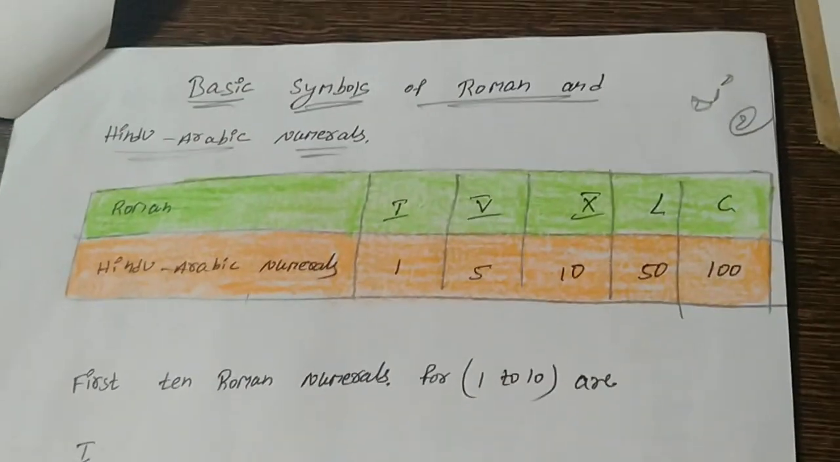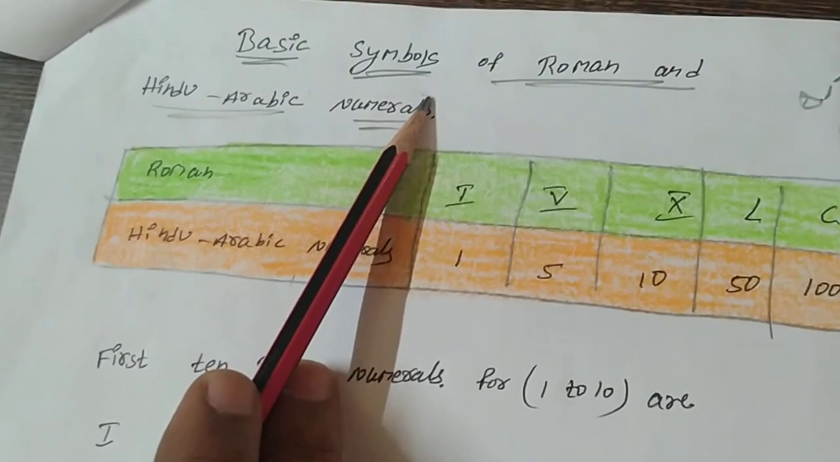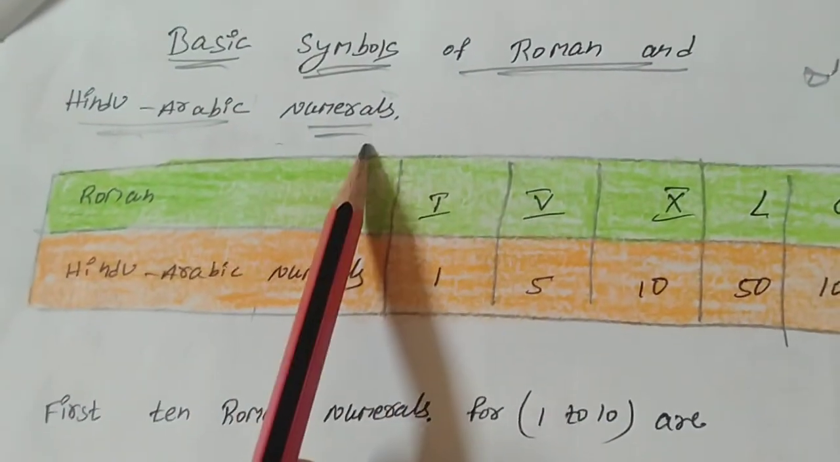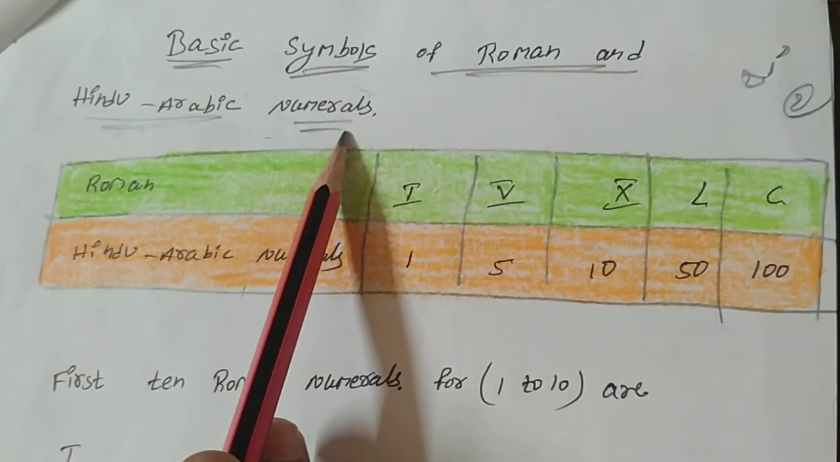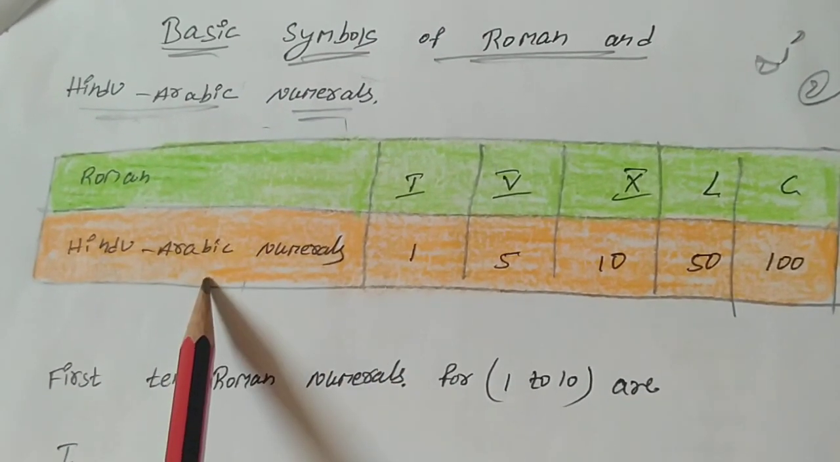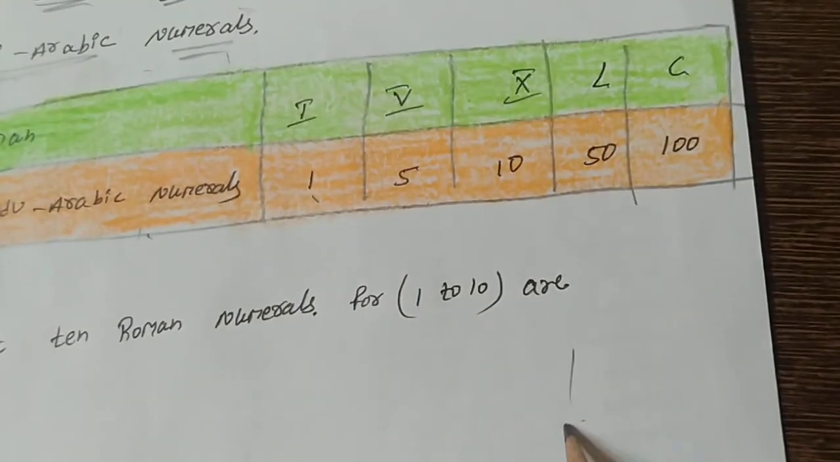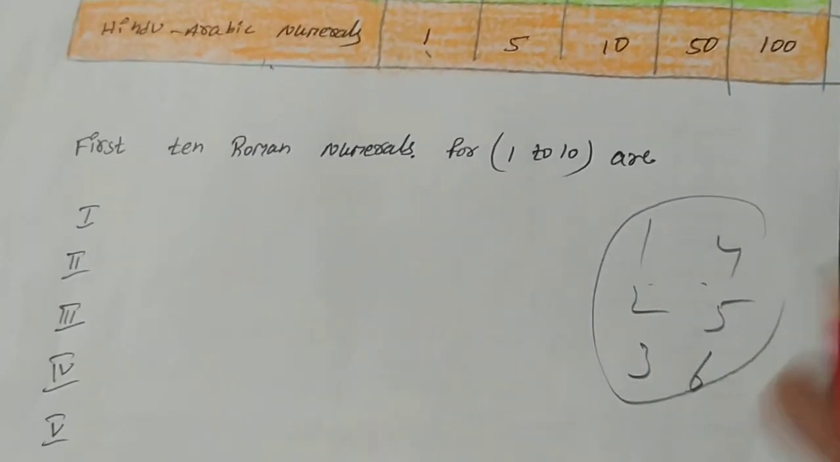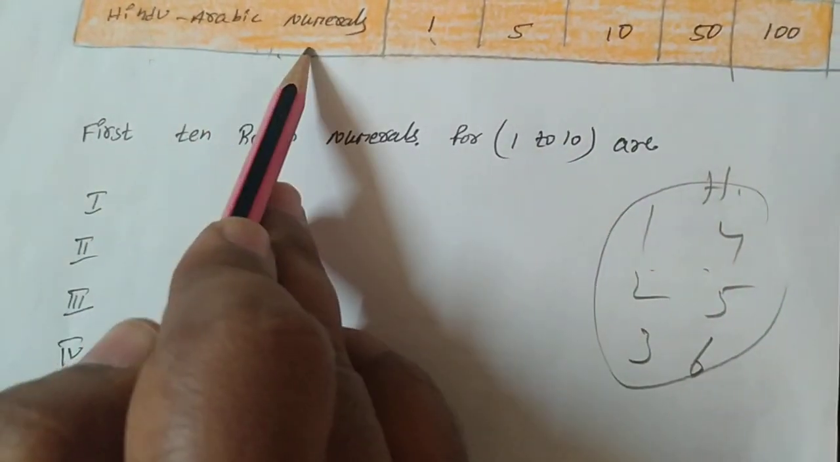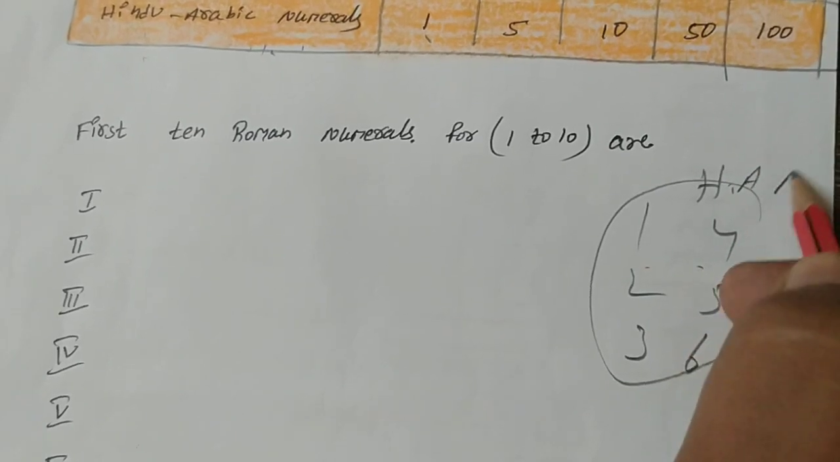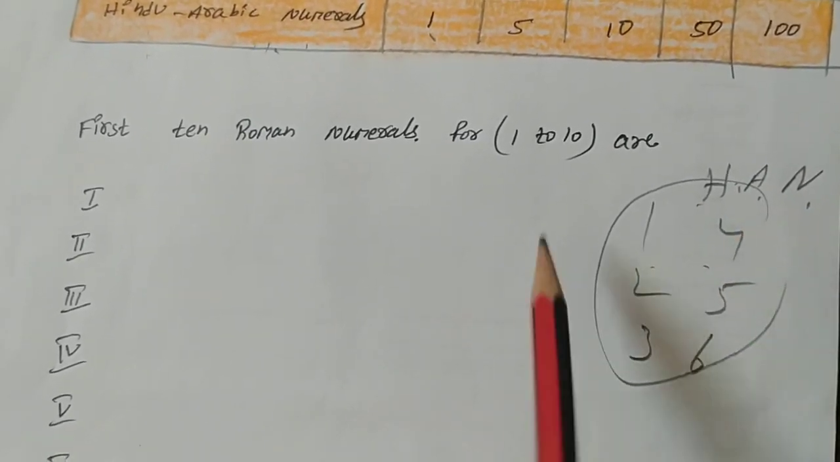And my dear students, open the next page. In the next page, the symbols. What are the basic symbols of the Roman and Hindu Arabic numerals? First of all, you know what the Hindu Arabic numerals are. Hindu Arabic means generally what you learn: 1, 2, 3, 4, 5, 6, 7, 8, 9, 10, etc., so infinite. These are all called Hindu Arabic numerals, shortcut HAN. These are the generally numeric numbers.